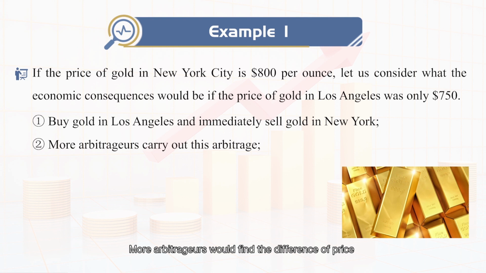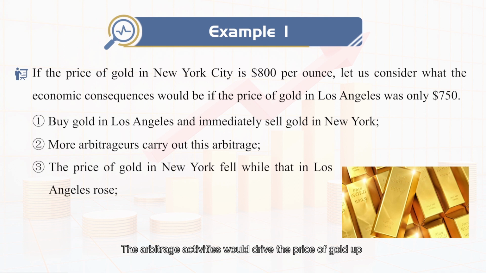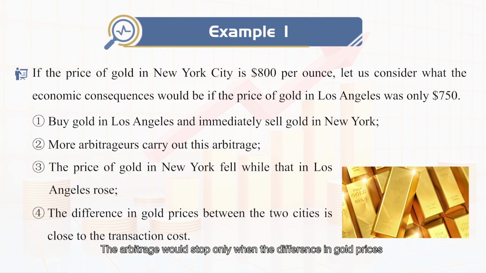More arbitrageurs would find the difference of prices between New York and Los Angeles and then carry out this arbitrage. The arbitrage activities would drive the price of gold up in Los Angeles and down in New York. The arbitrage will stop only when the difference in gold prices between the two cities is close to the transaction cost. Thus, the force of arbitrage maintains a relatively narrow band around the price difference between the gold market in Los Angeles and the one in New York. The lower the transaction cost, the narrower the band.